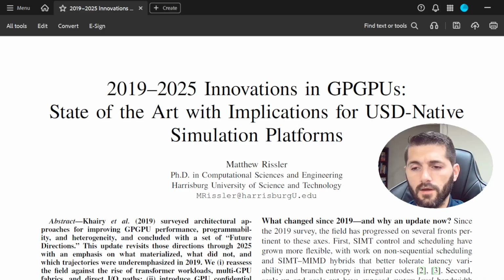I am Matthew Isler, and this is my second paper as part of the PhD program in Computational Science and Engineering. We've been tasked to review Carey et al., who surveyed the architectural approaches for improving GPUs, or general purpose GPUs, back in 2019. He looked at improving performance, programmability, and heterogeneity in particular, and gave a set of future areas to update.